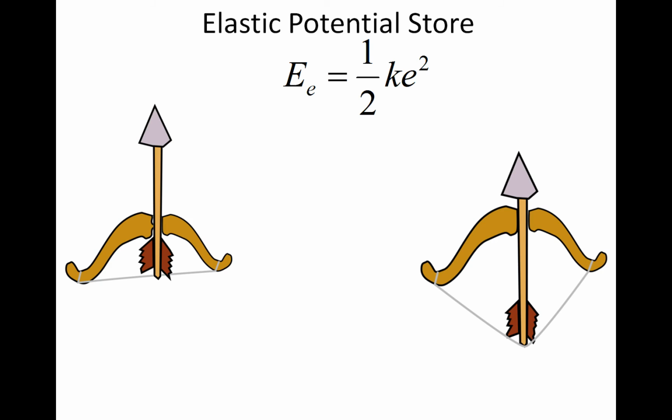Next, we have the extension. We have a bow and arrow on the left with 0 extension, and we have one on the right with a larger extension. So we have e2 is greater than e1. This means that the energy in the elastic potential store of the second bow and arrow is greater than the energy in the elastic potential store of the first bow and arrow.